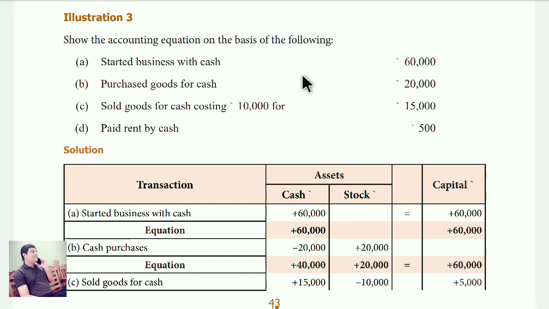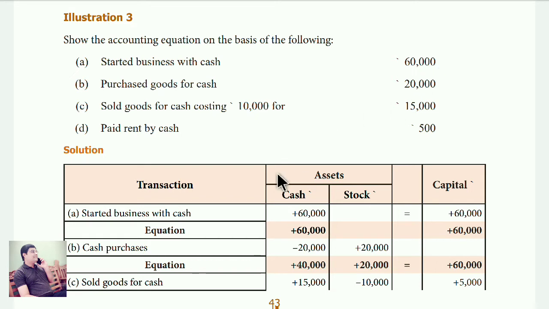Today we are going to discuss Illustration 3, Accounting Equation, which is very important for class 11 students. Show the accounting equation on the basis of the following. Started business with cash, rupees 60,000.